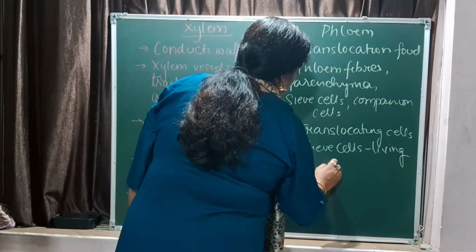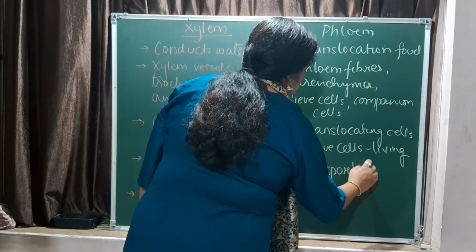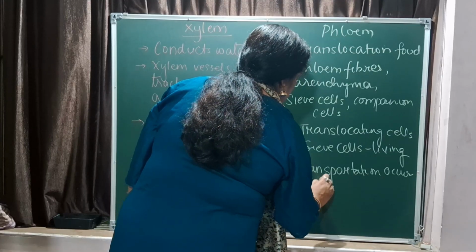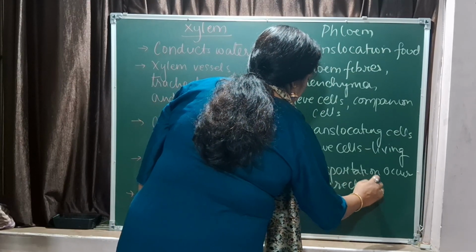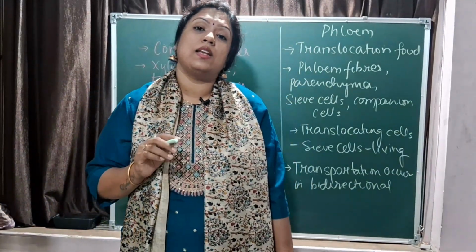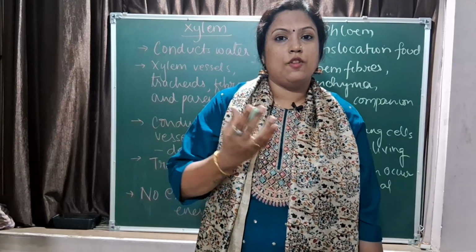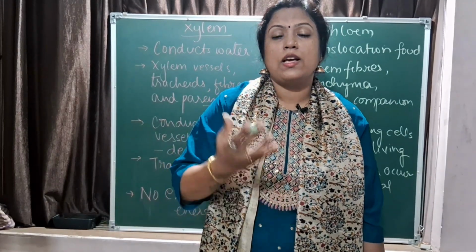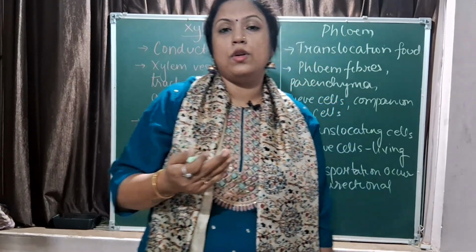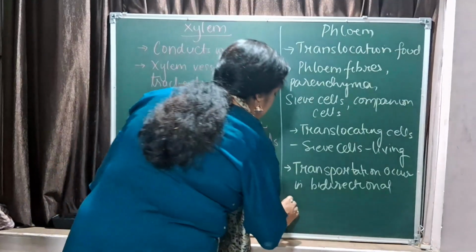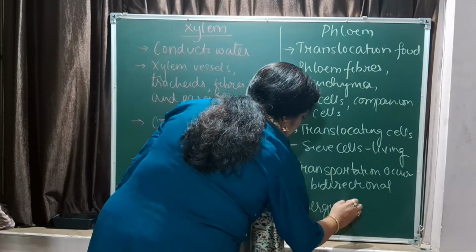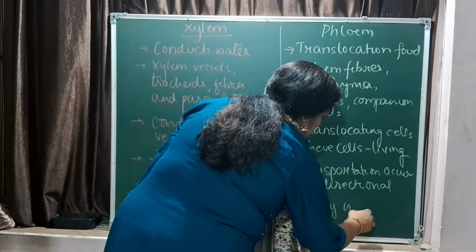Transportation happens in both directions, that is bidirectional. The food goes to the root also from the leaf. Where is the food synthesized? Food is synthesized in the leaves by the process of photosynthesis. The form of sugar is glucose. Now this glucose has to be sent to the other parts of the tip of the plant and also to the root of the plant. So the flow of food happens in two directions and it requires energy.